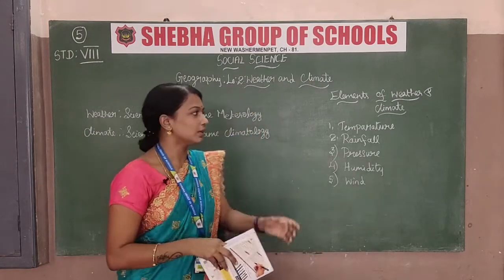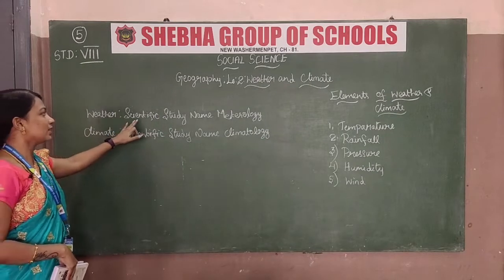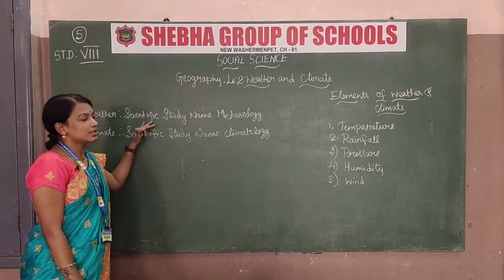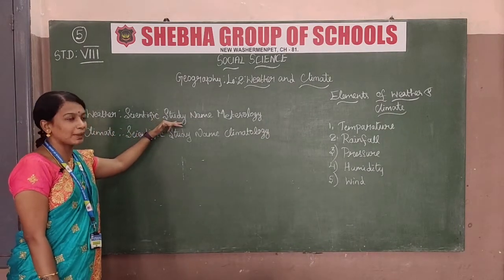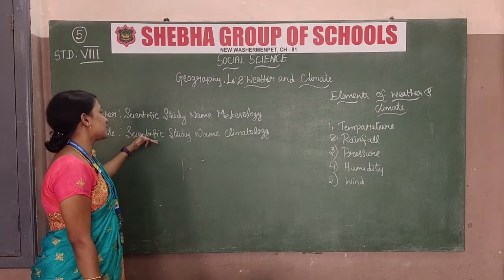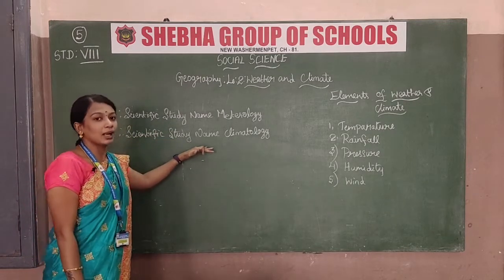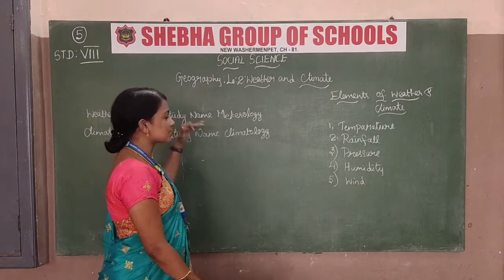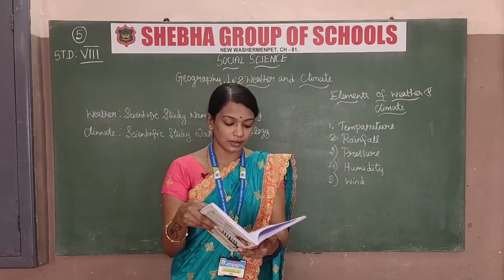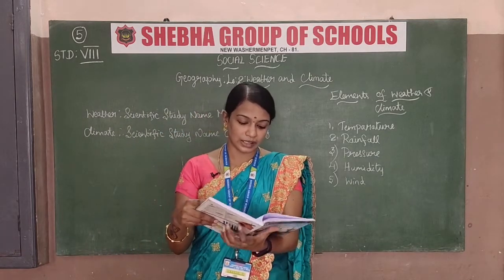Here, the scientific study of weather is called meteorology, and the scientific study of climate is called climatology. These are the names of their studies. And next, controlling factors of weather and climate.